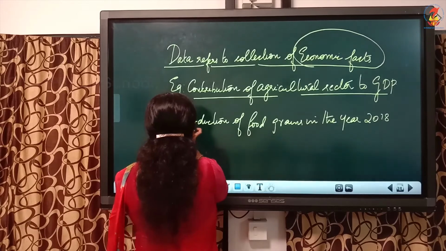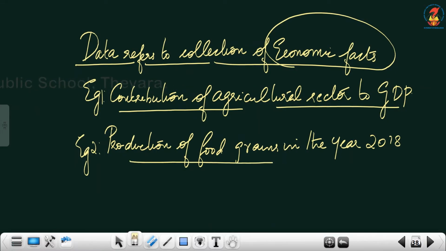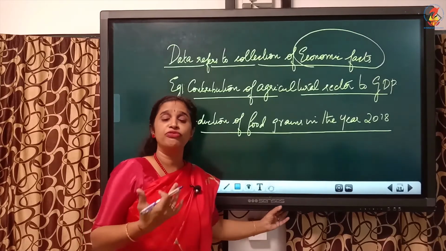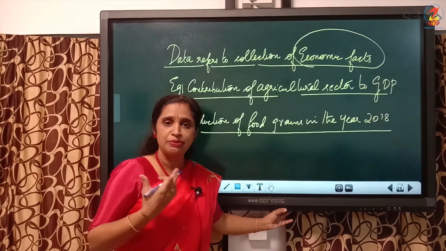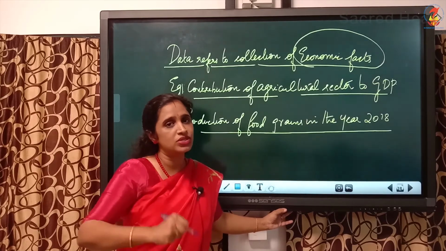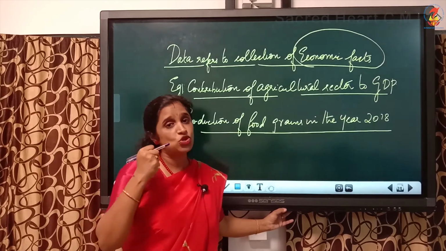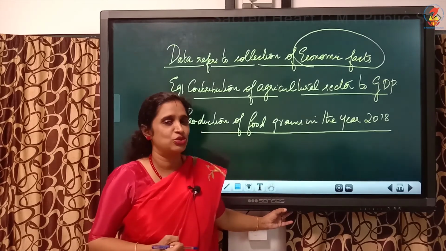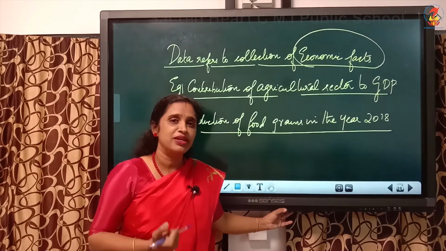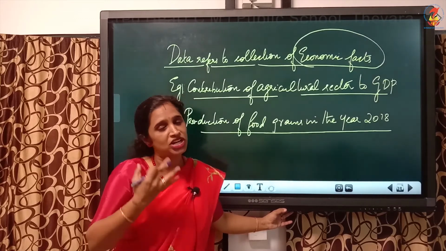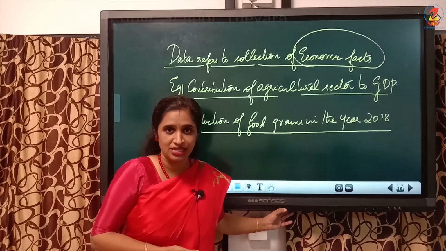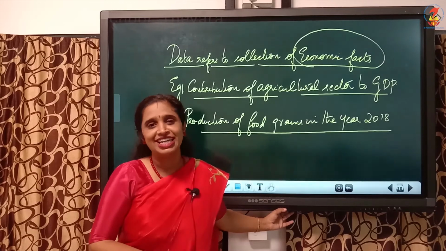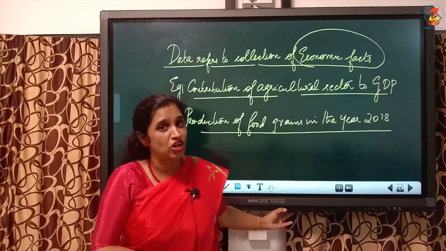Another example which I can give you is example 2: production of food grains in the year 2018. If you want to know the details about the production of food grains in 2018, food grains refers to rice, wheat, millet, maize, etc. How much rice is produced in our country in the year 2018? How much quantity of wheat is produced? Statistical data can be collected for the government to study how much production has taken place, and what the contribution of the agricultural sector is in producing all these food grains. To know that, we need statistical data. So data refers to a collection of economic facts.